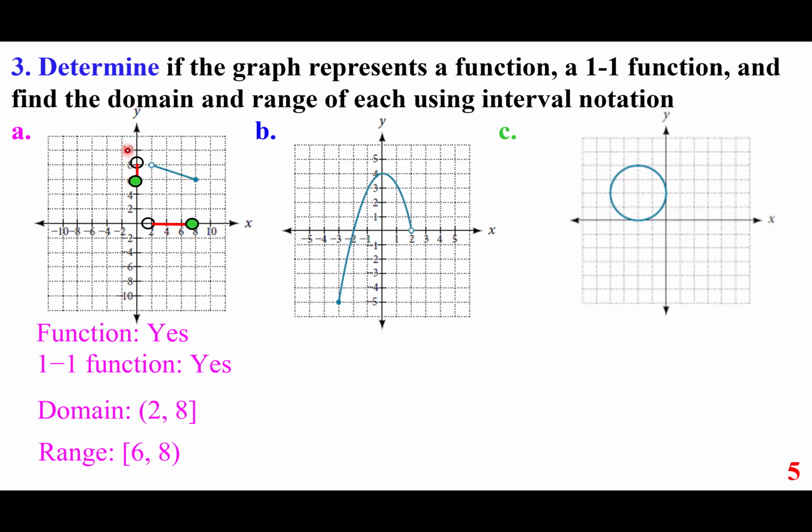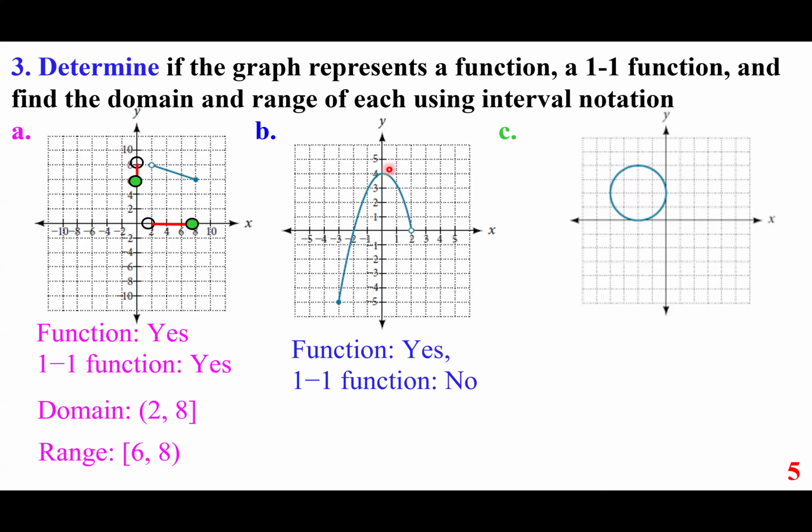What about this one? Is this a function? Yes. Is this a one-to-one function? No. Notice it passes any vertical line test you can come up with, but just as an example, this is a horizontal line. So these two have the same y coordinate. So it fails the HLT, therefore it is not a one-to-one function.